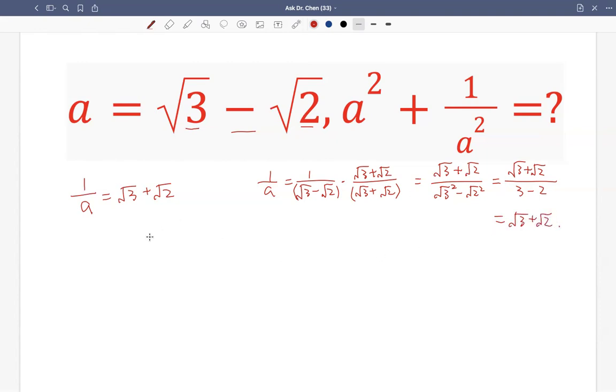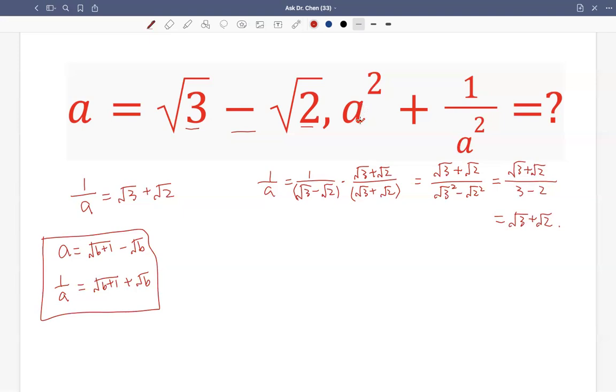So it's not only for this, this is for any. If we have a equals the square root of b plus 1 minus the square root of b, then 1 over a is always the square root of b plus 1 plus the square root of b, and vice versa. If a equals the square root of b plus 1 plus the square root of b, then 1 over a will be the square root of b plus 1 minus the square root of b. Right, so this is a very cute feature to remember. Now it becomes easy, right?